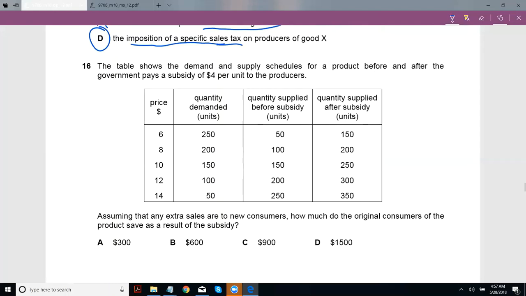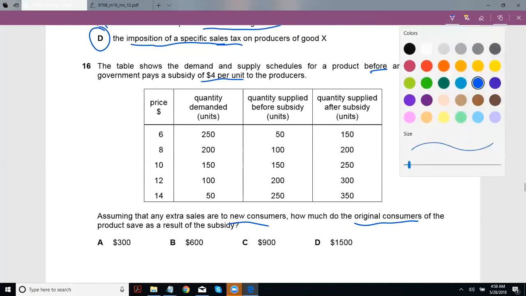16. The table shows the demand and supply schedules for a product before and after the government pays a subsidy of $4 per unit to the producers. Assuming that any extra sales are to new customers, how much do the original consumers of the product save as a result of the subsidy? So you have to distinguish between the new sales and the old sales, and then look at how much cheaper those are for the old buyers, how much do they save?